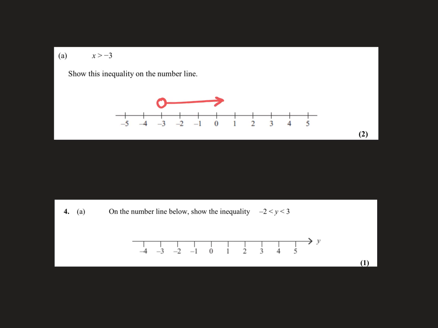And you'll always notice that the line and the arrow you draw on your line is always pointing the same direction as the inequality. So that can be a key to helping you decide which direction it should go.